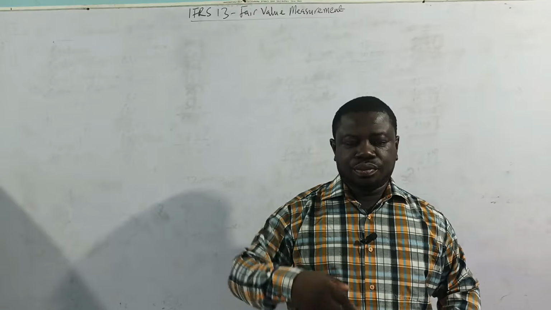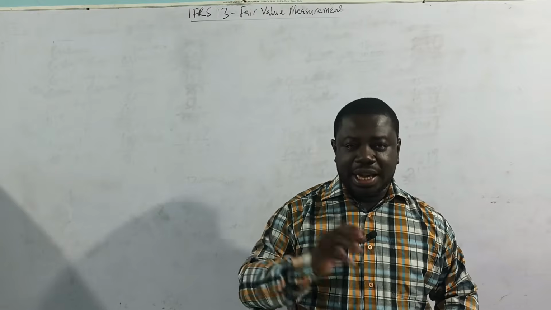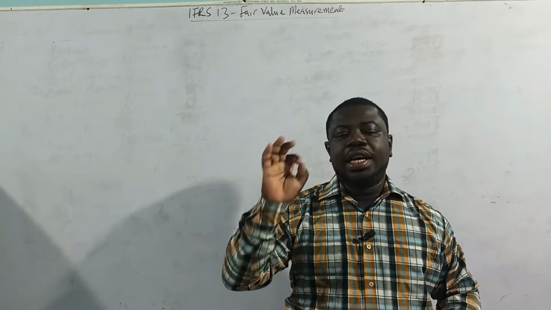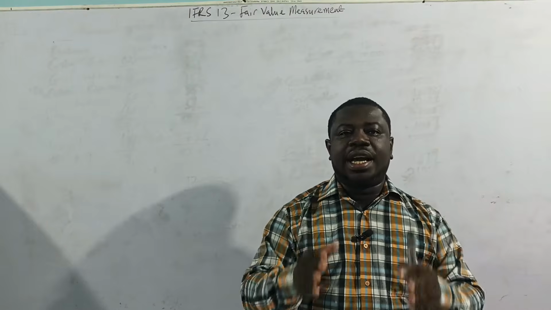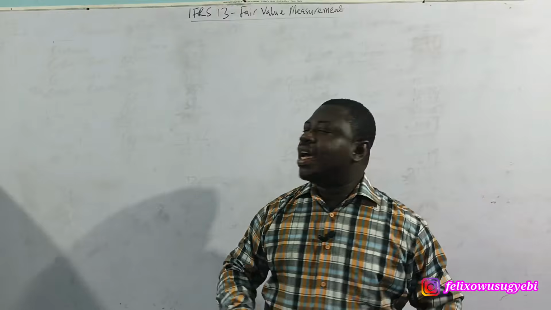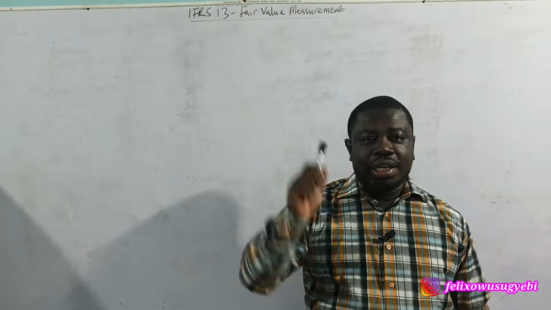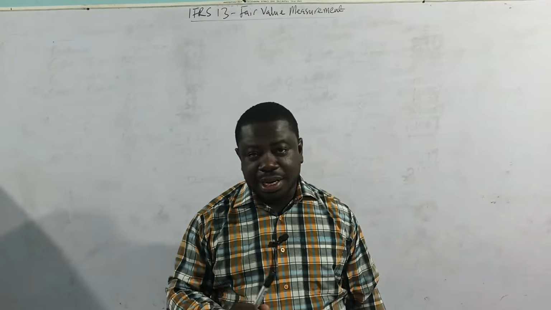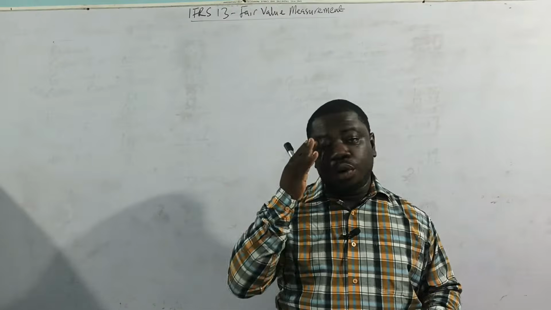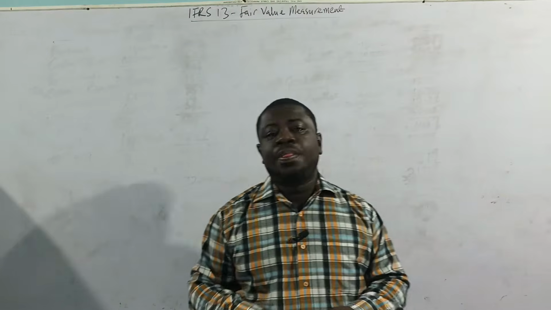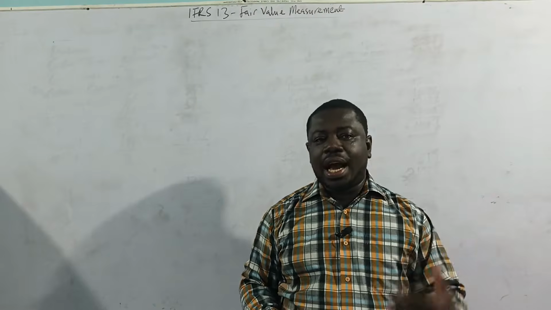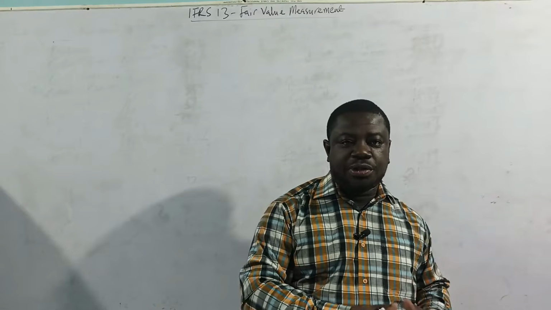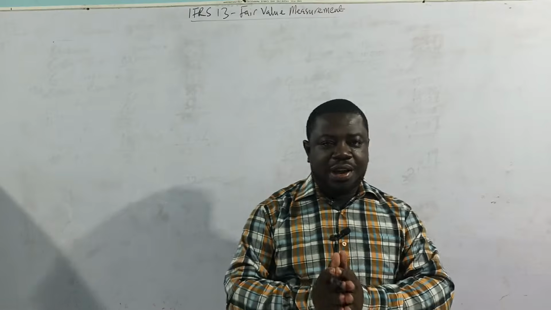Now, I just want you to understand that aside from those places where we have used fair value in the measurement of assets and liabilities, especially assets, we have a separate standard that has been set aside for fair value measurement, and that is IFRS 13, International Financial Reporting Standard number 13. And that is what we are going to delve into today. We are going to look at the pros and cons of this standard and then how to go about the measurement of fair values as prescribed by IFRS 13.